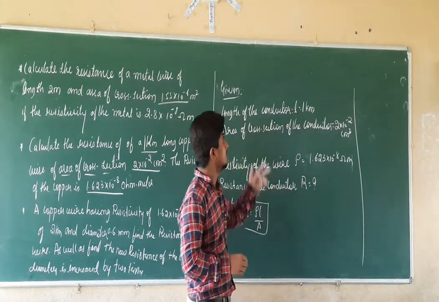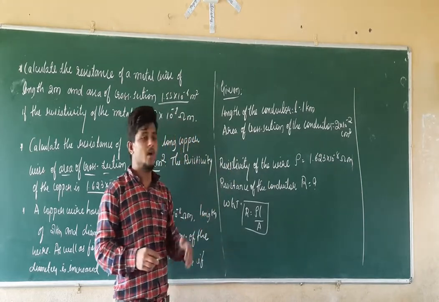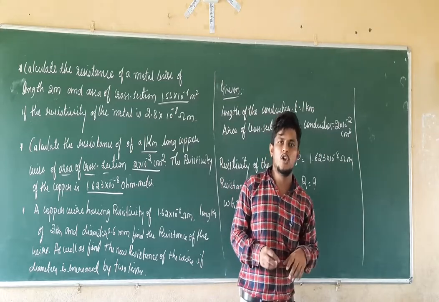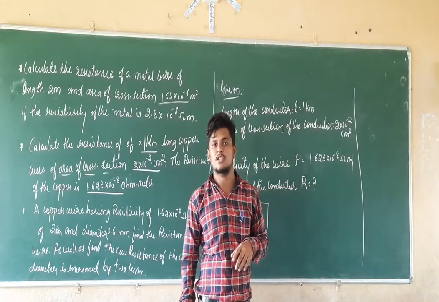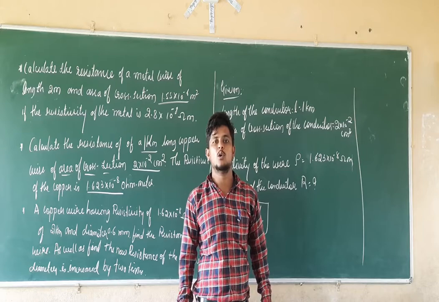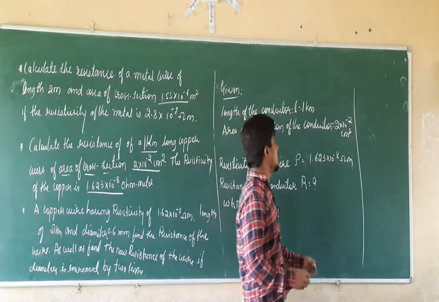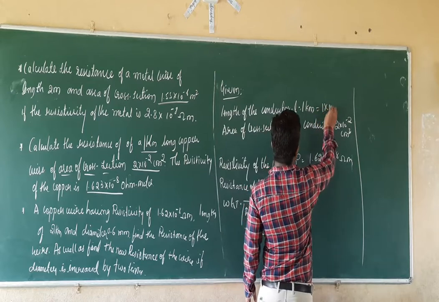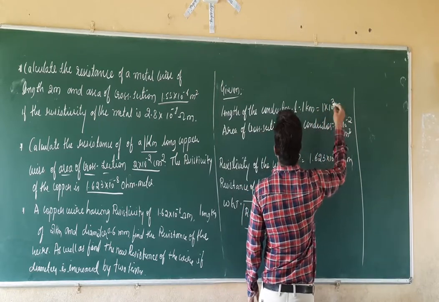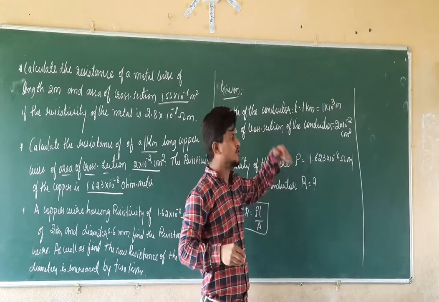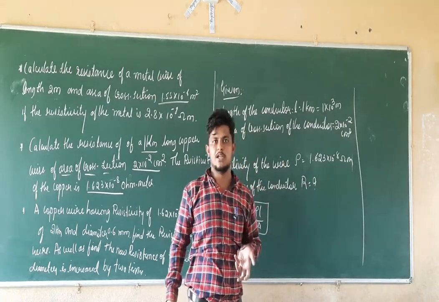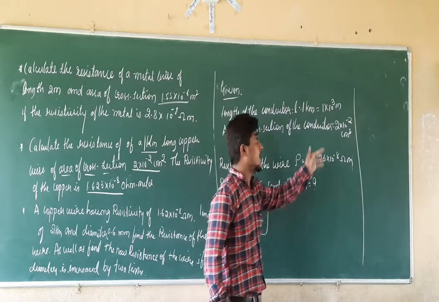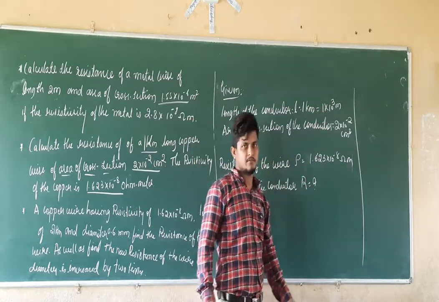Now the length of the conductor is equal to 1 kilometer. If you remember the previous table, 1 kilometer is equal to how many meters? It is equal to 10 raised to 3 meters, or we can say 1000 meters. So instead of writing 1000 meters, I am going to write it as 1 into 10 raised to 3 meters. 10 raised to 3 is equal to 1000, so it becomes 1000 meters, which is equal to 1 kilometer. So we have already converted 1 kilometer into meters.